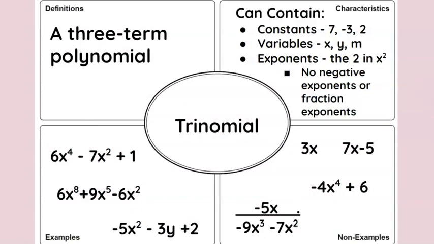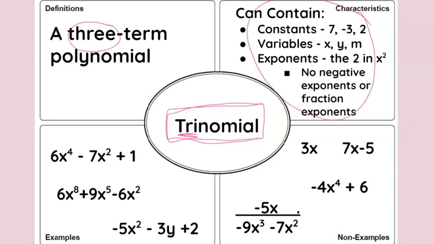And then the last one is trinomial. So these are going to be the three big polynomials that we'll use: monomial, binomial, and trinomial. So tri, like tricycle or triangle, is a 3-term polynomial. And again, same characteristics as a polynomial, what it can contain, except it's just going to have 3 terms. So like this, we have 6x to the 4th minus 7x squared plus 1. We've got 1, 2, 3 things being added or subtracted. And then over here you can see those non-examples again as well.